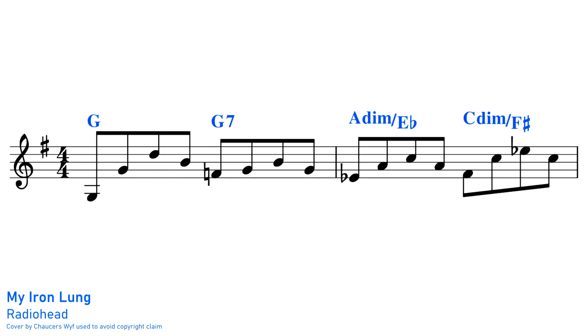A similar use of diminished chords is the guitar riff from My Iron Lung by Radiohead. The end of the riff outlines a diminished chord, and then a C diminished chord, lending the song an unnerving quality.